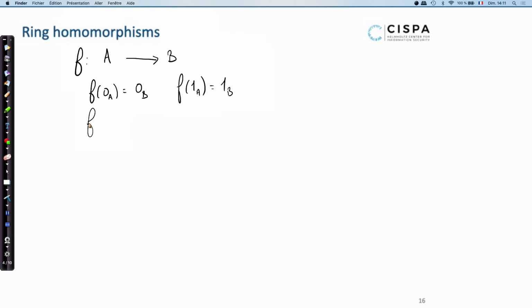And we would like addition to go through, so we want the image of the sum to be the sum of the images for any pair of elements, and the image of a product to be the product of the images. And because of all these properties, you can show that the image of the inverse of an element is the inverse of the image, and so on.